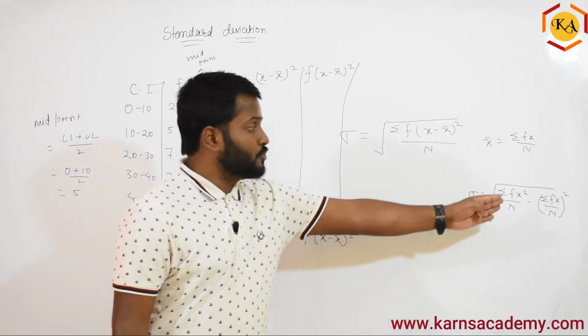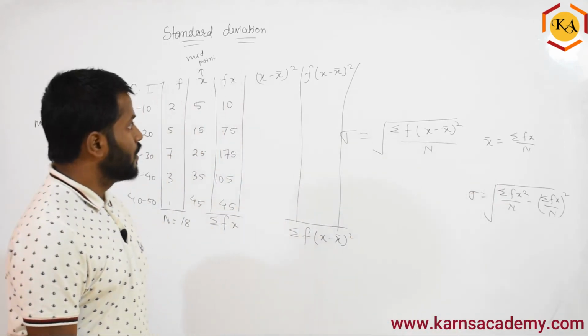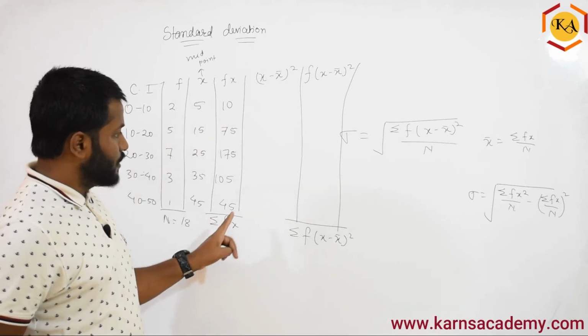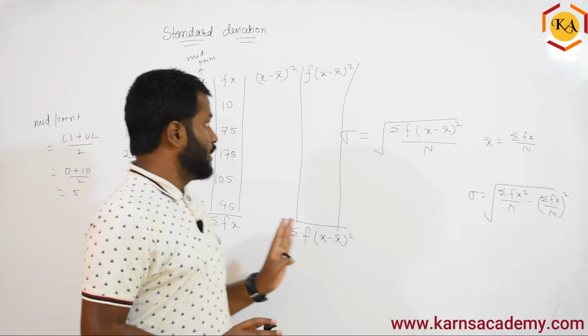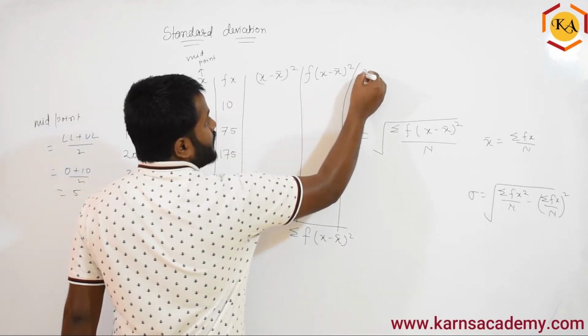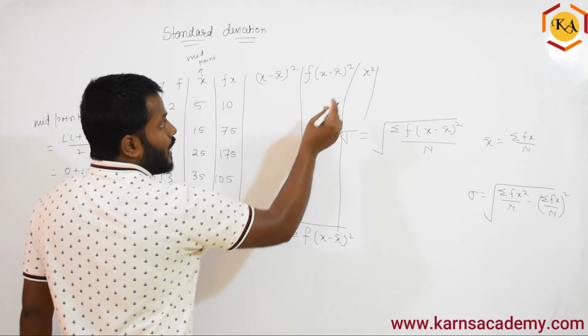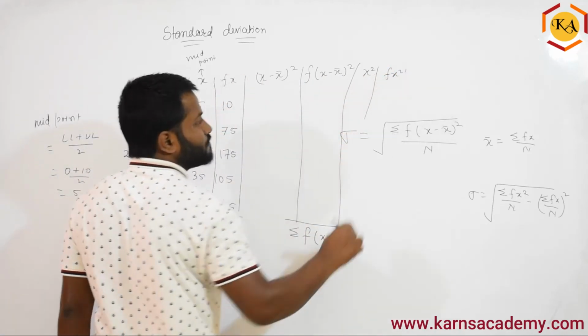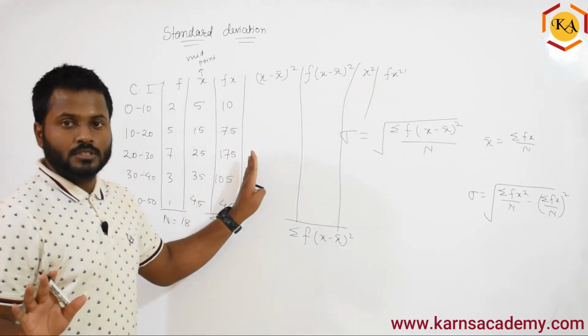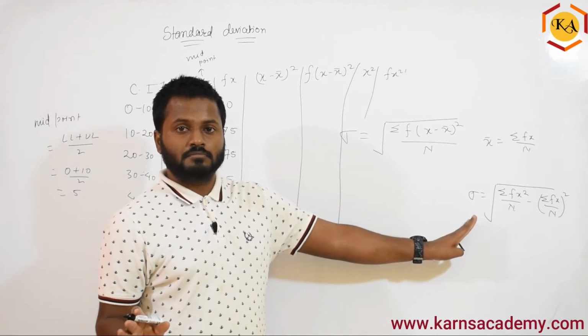Now some people want to use this formula. What are you going to do? Very simple. Fx total already you have. Only what you need is fx square total. So just find one column over here, x square, and x square into f you multiply and write out here fx square. That's all. No need to find these two columns if you're using this formula. That's it.